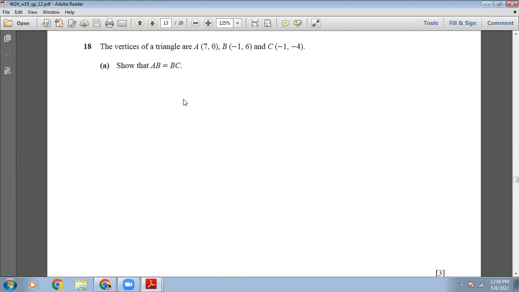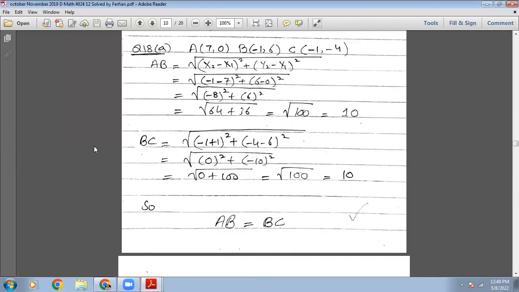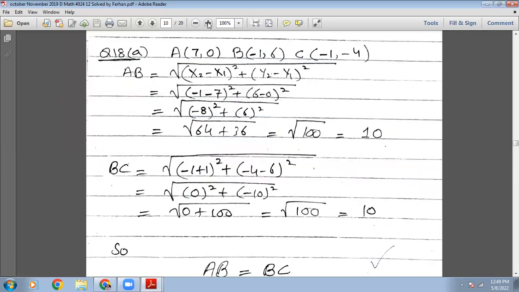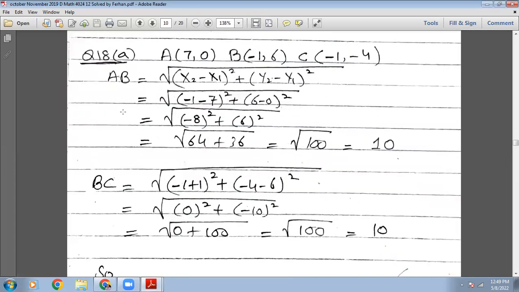You know, the distance formula is x2 minus x1 whole square plus y2 minus y1 whole square, and a square root on all of them. So we will find the distance. Hopefully this is coming up on your screen. Here the coordinates of A, B, and C are given. I will find the length of AB. I have written the formula: x2 minus x1 whole square plus y2 minus y1 whole square, and a square root on it.